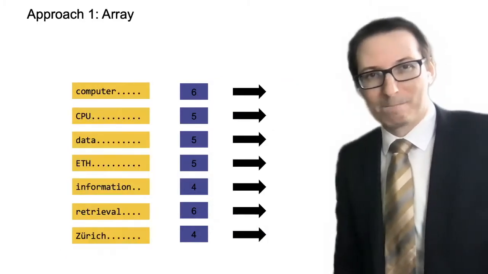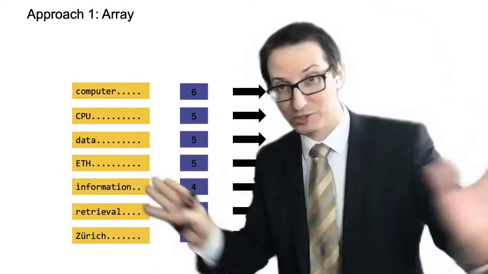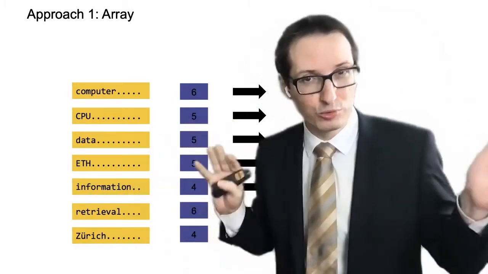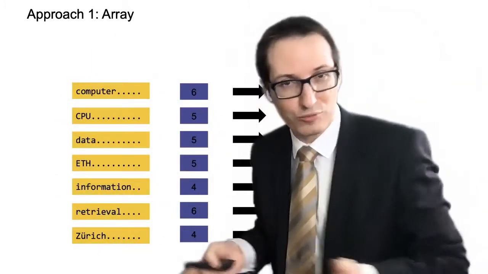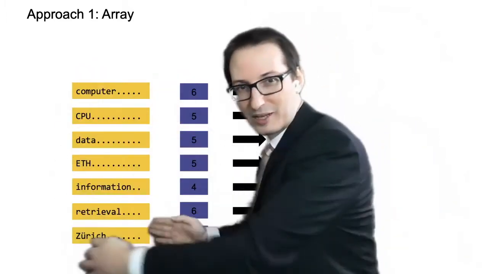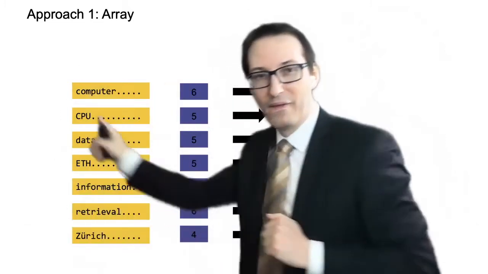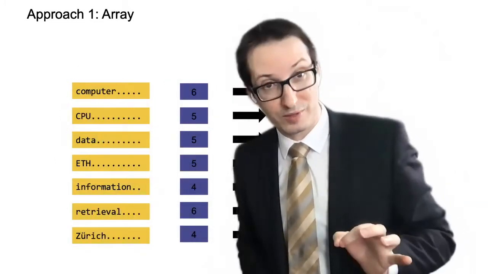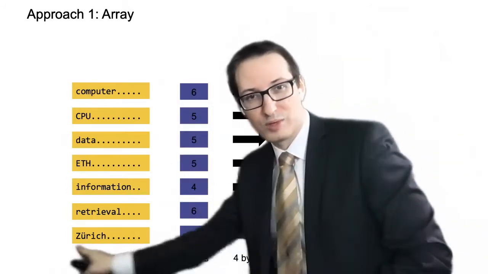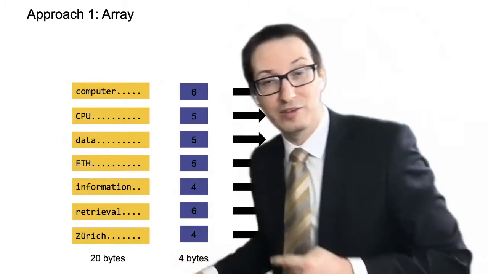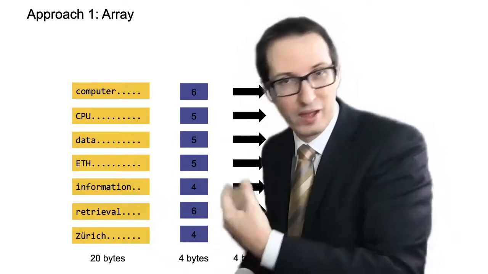Okay, so first approach, very naive. Your first implementation ever of a system, what could you do? Well, you could take an array of characters, write a fixed length string, 20 for example. Let's just take 20 bytes, if we take ASCII to simplify, in order to store each term. So 20 bytes constant size here, and 4 bytes for the frequency, if we assume 32 bits are enough, that basically goes all the way to 4 billion. That should be fine.